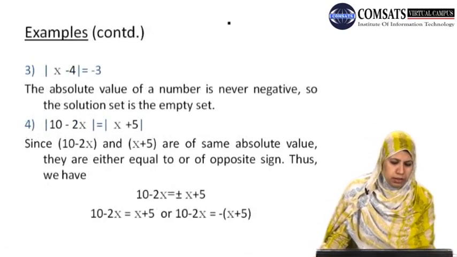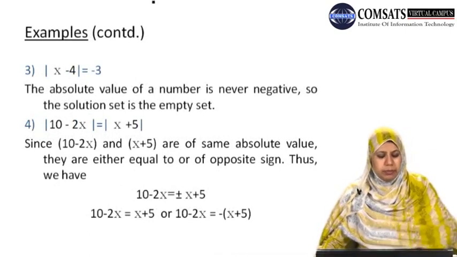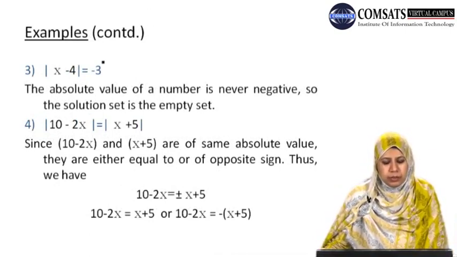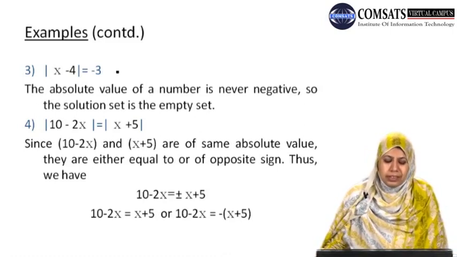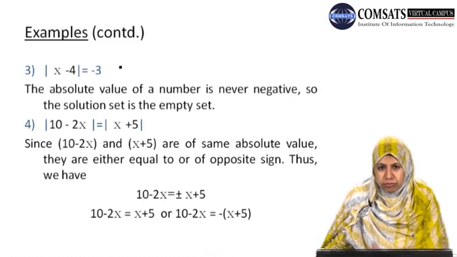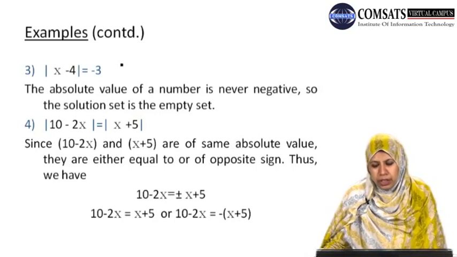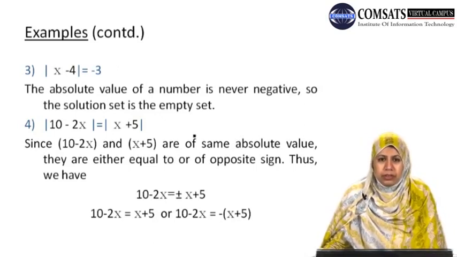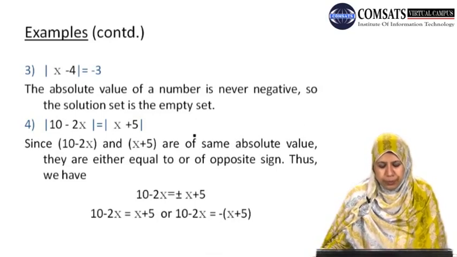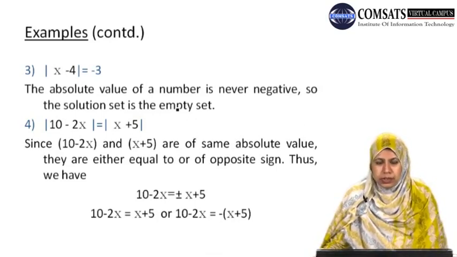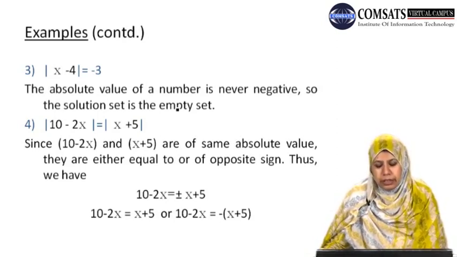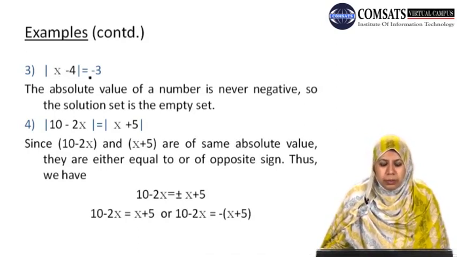Okay. Now we have our example, mod of x minus 4 is equal to minus 3. That is, we have a distance of some value x minus 4 which is equal to minus 3. If we recall our definition of absolute value, it is basically the distance from 0, and distance is always positive according to our observation and the first property of absolute value. Then the distance of some number x minus 4 cannot be equal to minus 3, cannot be negative.